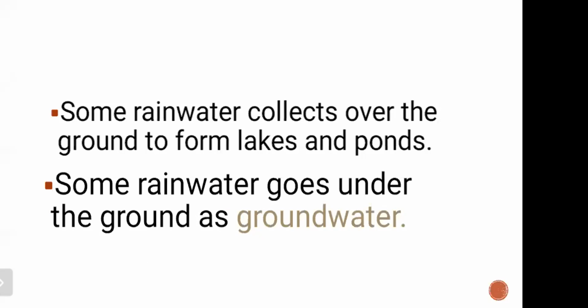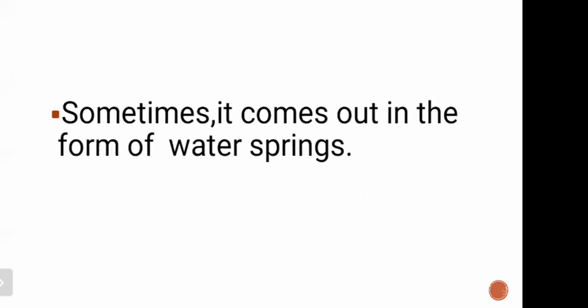And children, some rainwater goes under the ground as groundwater. If it goes under the ground, it is called groundwater. And if it is over the ground, it forms lakes and ponds. Groundwater comes out in the form of water springs.